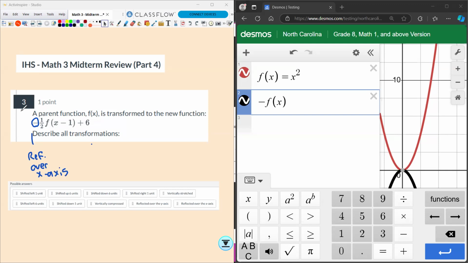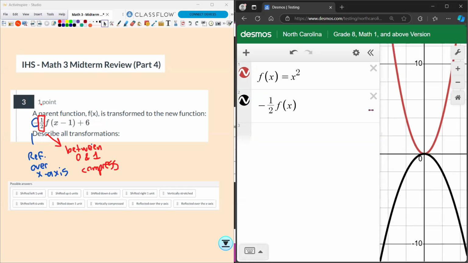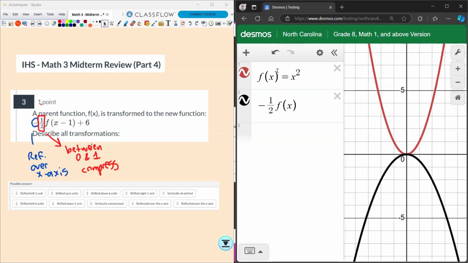Now, if you have a 1/2, and we learned this in the previous question, if you have a number that makes it get smaller, so in this case, between 0 and 1, that's actually going to compress it. So let's see what goes on with that. If I put that 1/2 out there, so negative 1/2, you can see that that graph is a little bit wider than this graph here.